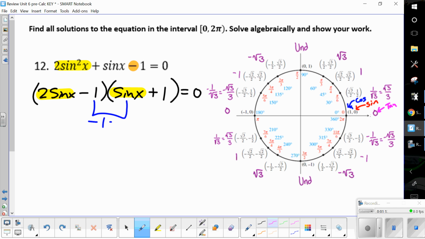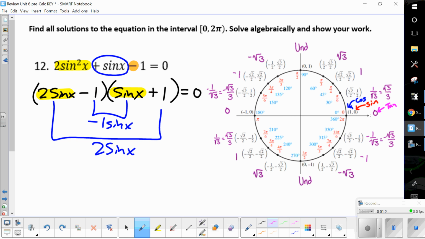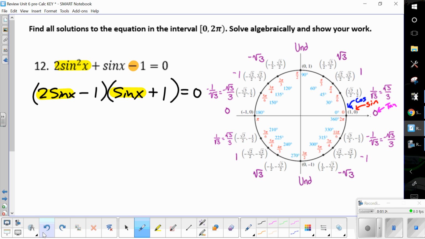Now, I will do a quick check here. That's -1 sine of x. This is +2 sine of x. And they do produce a +1 sine of x if I were to combine those. So it factors correctly. All right, at this point, I'm going to go ahead and split this into two equations. To the left side, when does 2 times sine of x minus 1 equal 0? And on the right side, when does sine of x plus 1 equal 0?